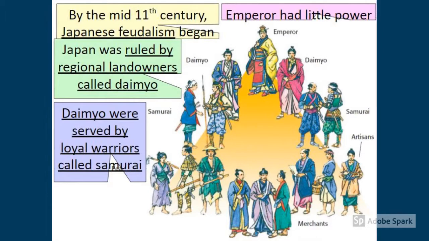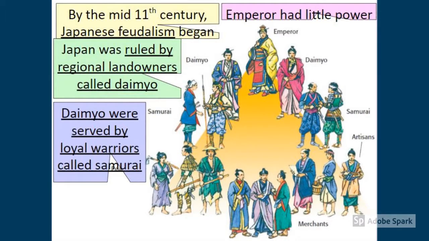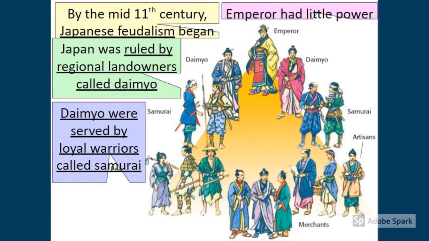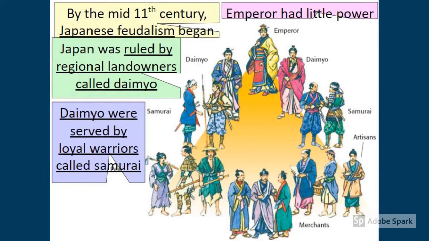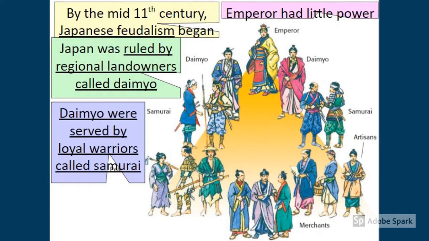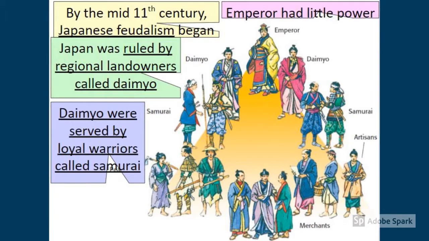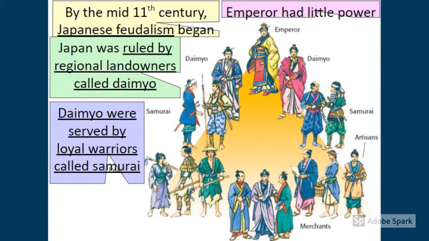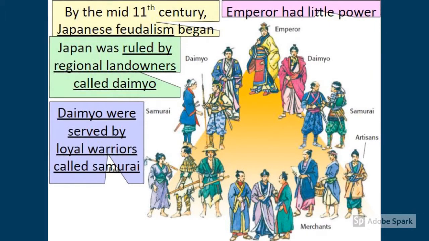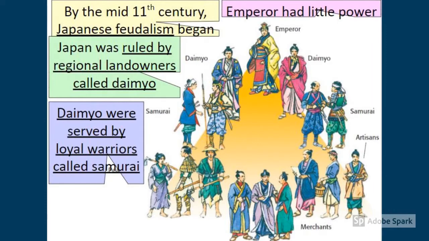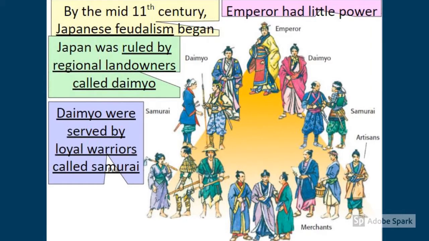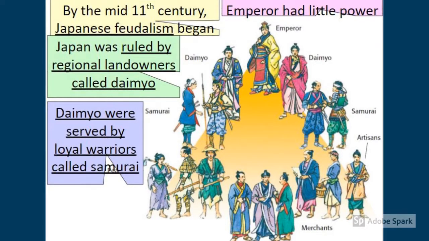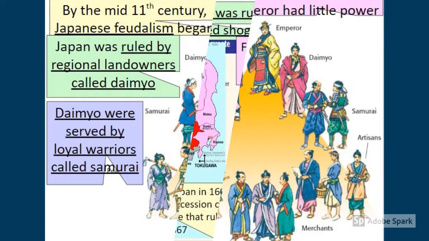By the mid-11th century, Japanese feudalism began. This will be a very similar structure to what is going on in Europe at the same time. There is an emperor at the top of the social structure that does not have much power. Just like in Europe, they will mostly be ruled over by regional nobles, and in Japan, those nobles are called daimyo. The daimyo were then served by local warriors called samurais, which can be compared to knights in Europe. And then, of course, at the bottom, you have the peasant workers who do all of the work and basically carry the society. So again, very similar to European feudalism.